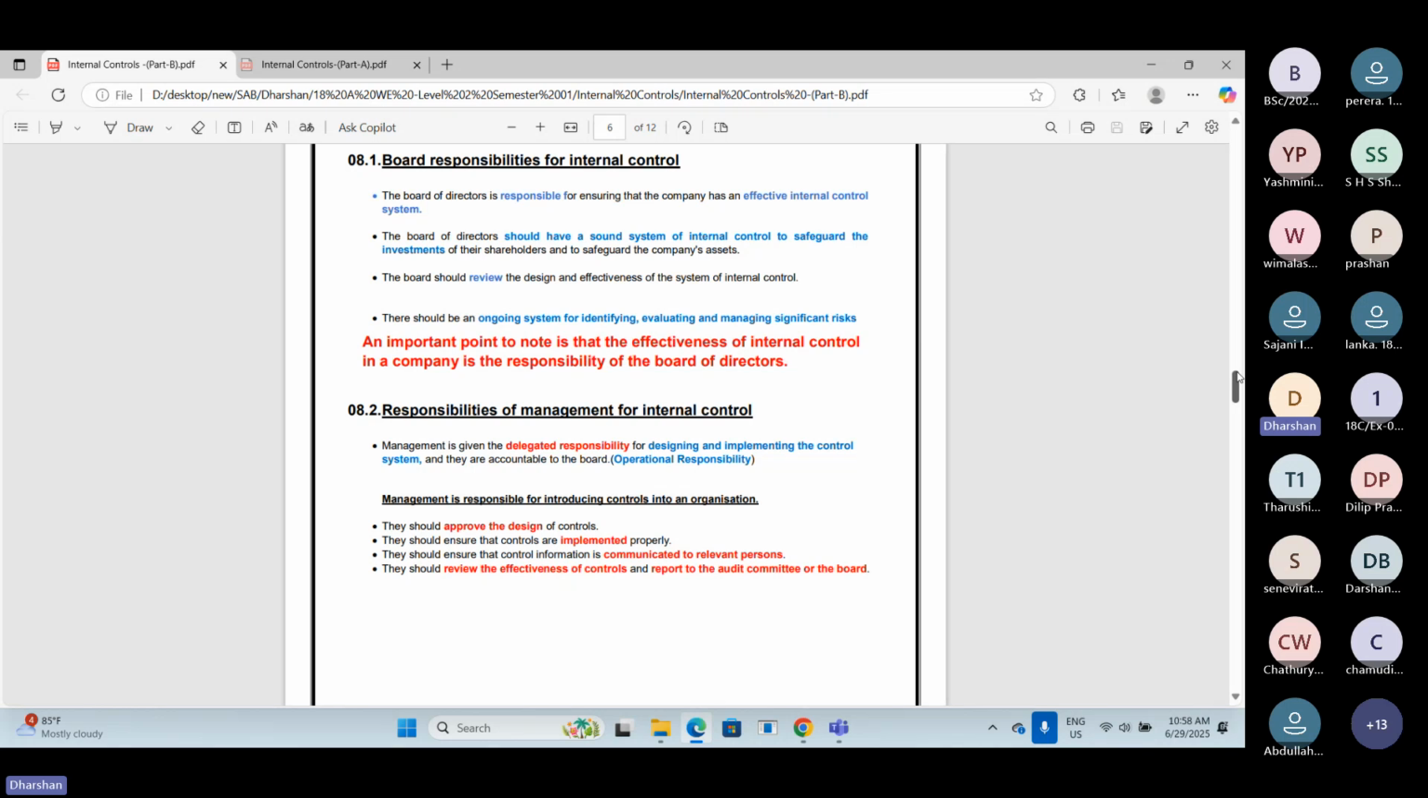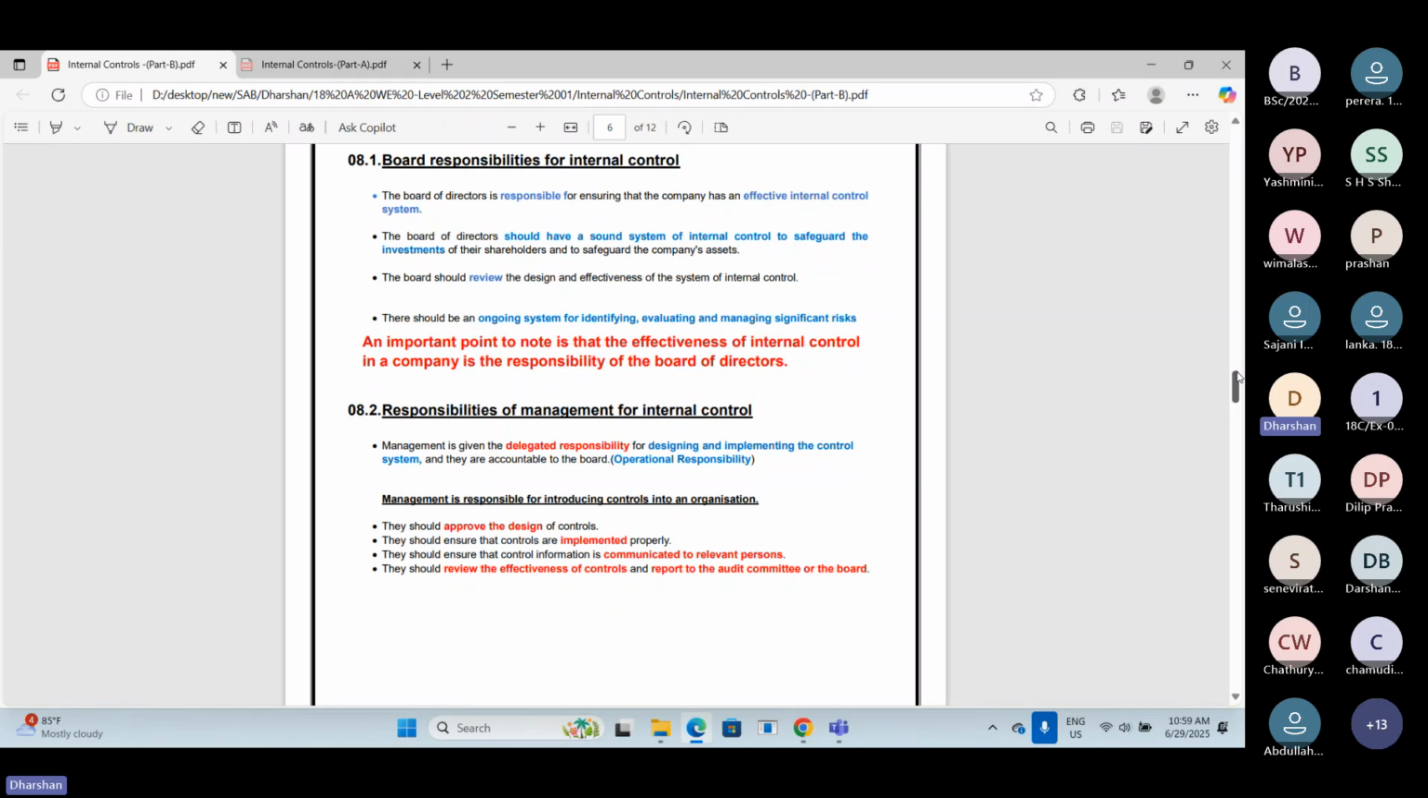After some time, the board of directors cannot say, this has been designed and this has been implemented by the management, so we are not responsible for internal control. They can't say like that. Don't misunderstand. Whatever is designed by the management must be approved by the board of directors. Clear? Board of directors will approve, but before approval, those things must be prepared, those must be designed.